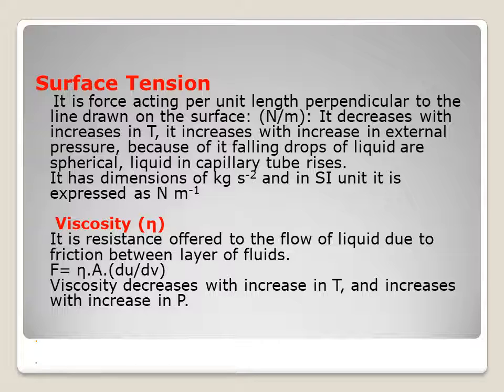Now, the last term, viscosity. It is the resistance offered to the flow of liquid due to friction between layers of fluid, and the force of friction is eta into A du by dv. Now, eta is the viscosity coefficient, A is the area of cross section and du by dv is the velocity gradient. Viscosity decreases with increase in temperature and increases with increase in pressure.